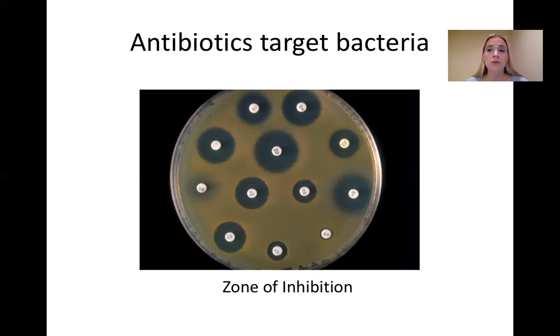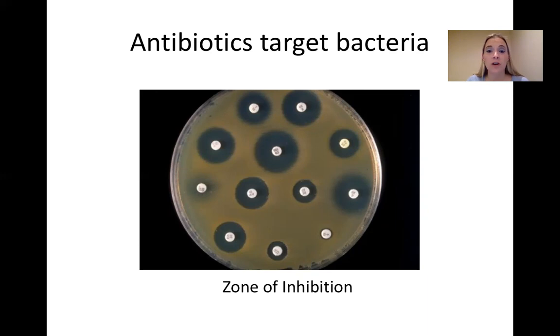So remember that those discs have already been pre-soaked in certain types of antibiotics, and each one could have been soaked in a different type of antibiotic. So we're actually looking at, if this is all one type of bacteria, how effective these different antibiotics are for killing off a certain type of bacteria. All right, and so this is how we can actually measure that and look for resistance, right?